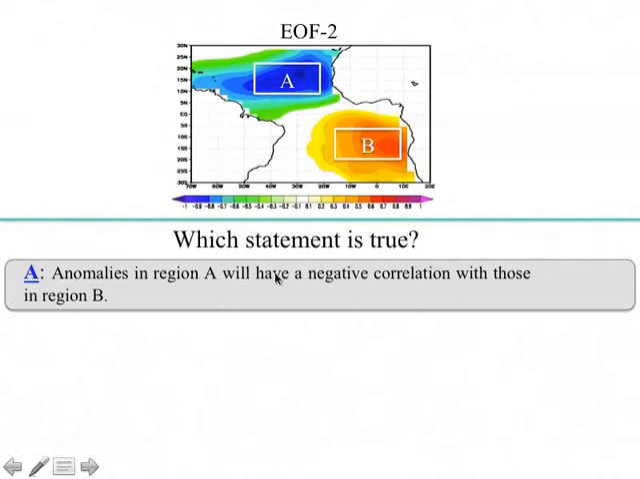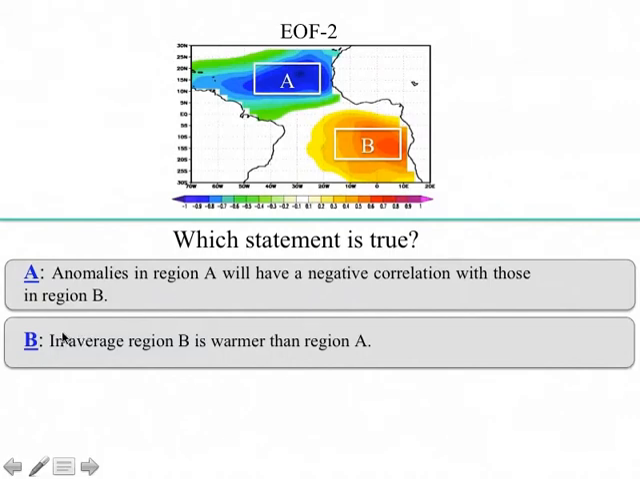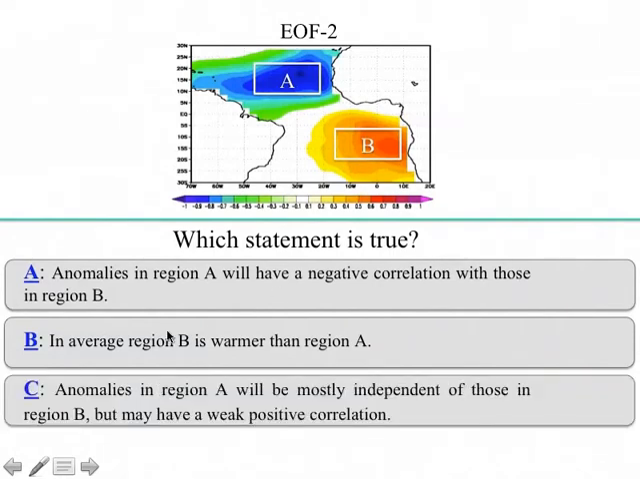I give you 3 choices, and you have to think about which one you think is true. The first one is A: anomalies in region A will have a negative correlation with those in region B. So when region B is positive, there's a tendency in region A that the anomalies will be negative. The second statement might be B: on average, region B is warmer than region A. You see positive values in region B and negative values in region A, so on average there will be more positive values in B than in A.